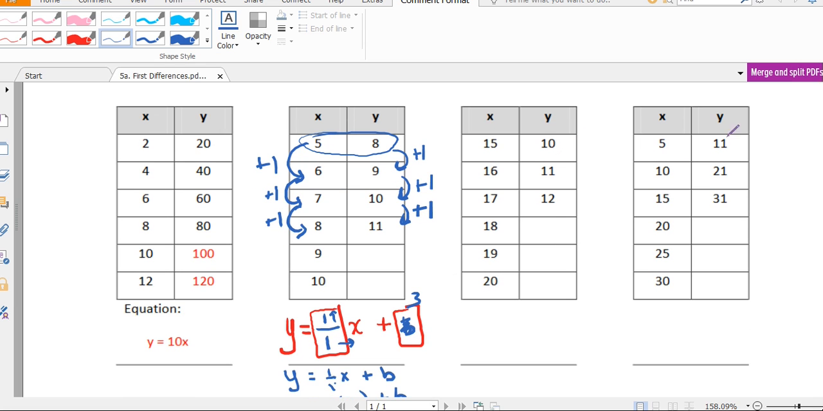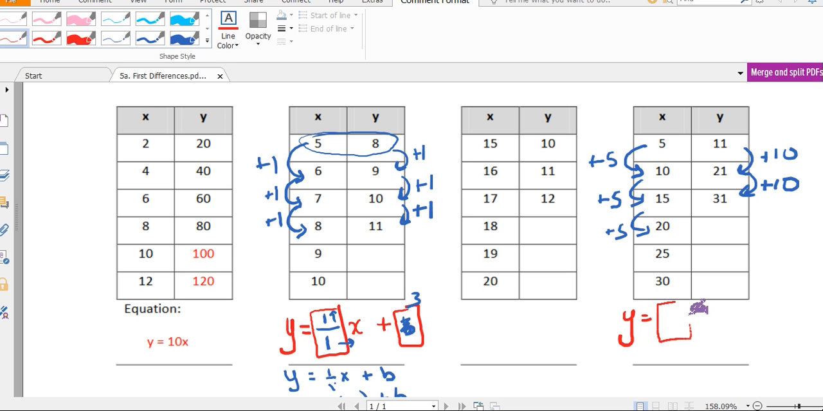this table here. Okay. Now I know this is going up plus 10, and I know this is also going up plus 10. Okay, so my first difference here is plus 10. How about over here? Well, I'm going up by 5, up by 5, up by 5. Okay, which means my slope, so let me start with the equation first. I know it's going to be y equals whatever my slope is, x plus my b value. So my b value is where I start.